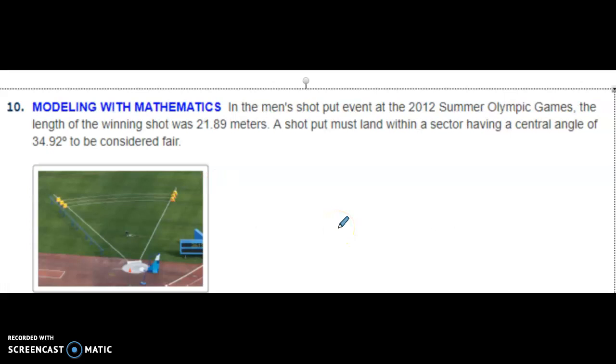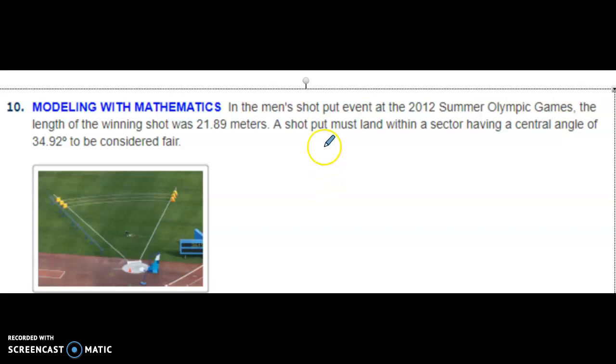And the last one is a modeling problem. This is really interesting because this is where all of this comes into play, why we would need to know lengths of arc or areas. And this is just a simple example of it.